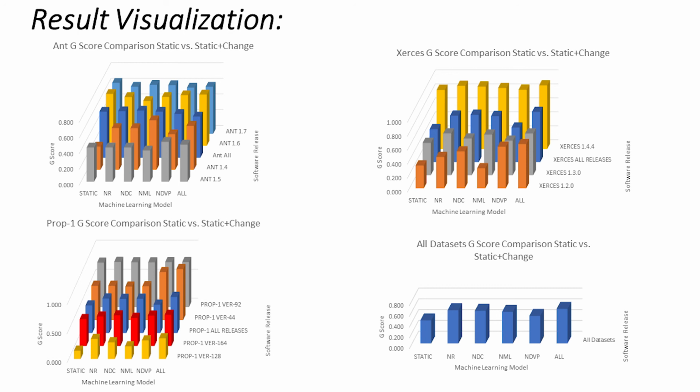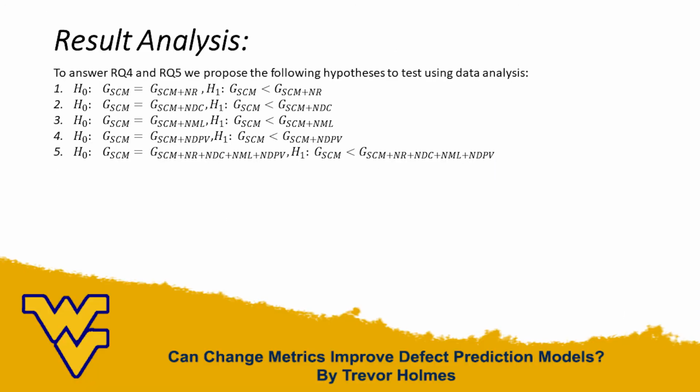It does look like overall there is an increase in G-score when you add the change metrics, but in some there's not. Like the ANT package, it's definitely not. It's no change at best. More than likely it's worse. So we're going to have to use data analytics to prove any sort of significance.